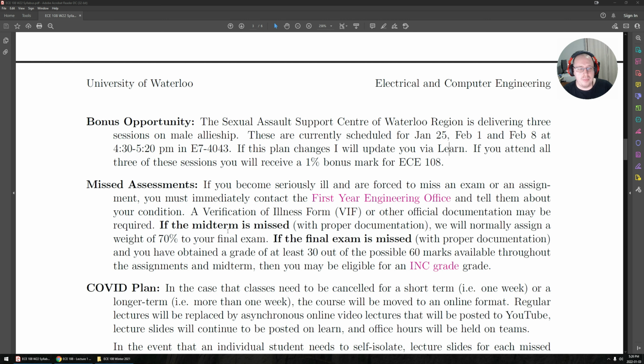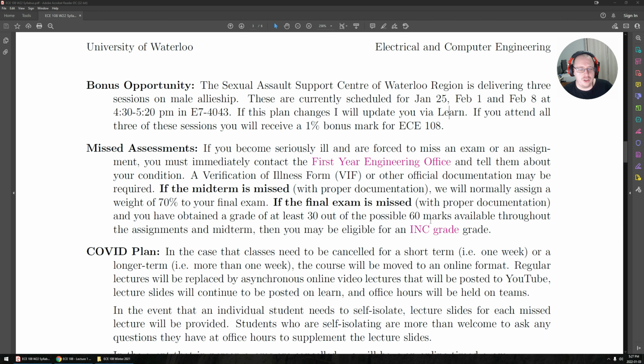If the midterm is missed with proper documentation, we'll normally assign a weight of 70% to your final, and if the final is missed, then you could be available for an INC if you have at least 30 out of 60 marks throughout the assignments and the midterm. Okay, so hopefully that should be straightforward.